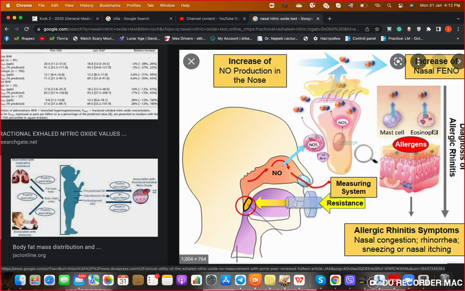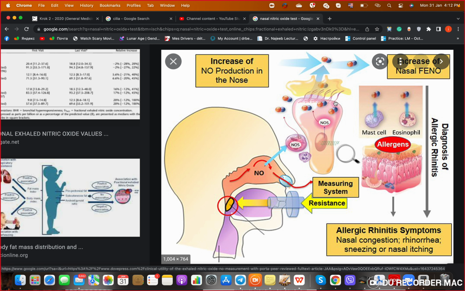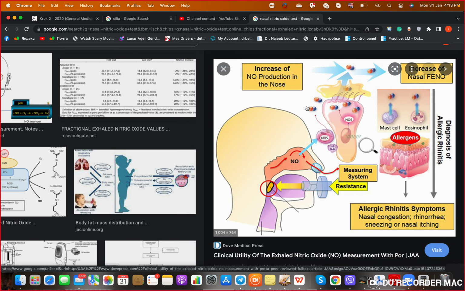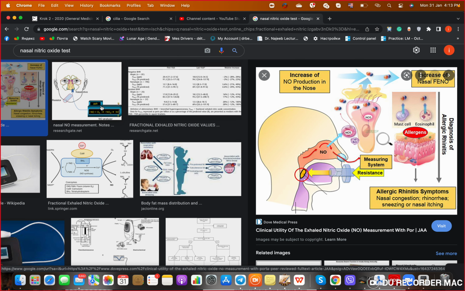Okay, let me show you. If you do have cilia, you will have nitric oxide produced by them, if they are working. If you do not have cilia, you will not have any nitric oxide produced by them. How do we test even for that?